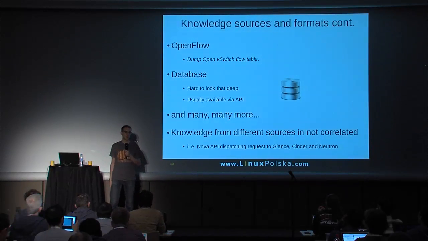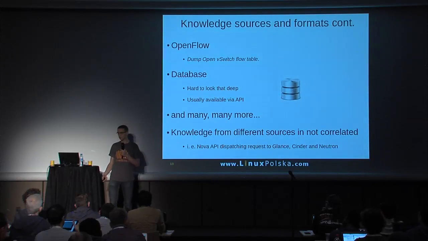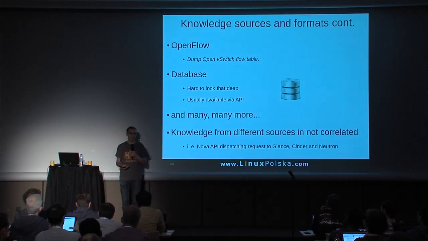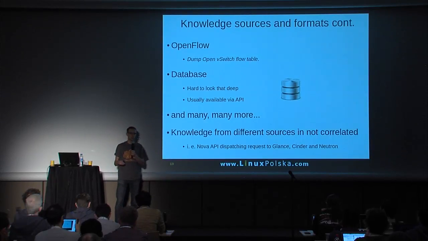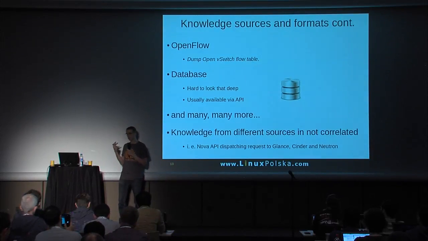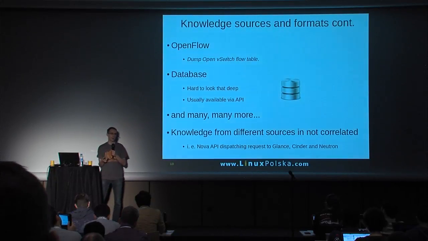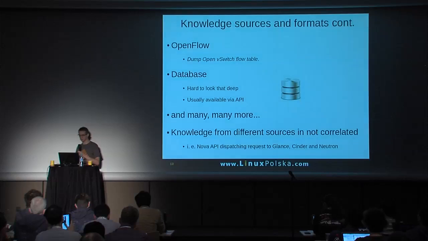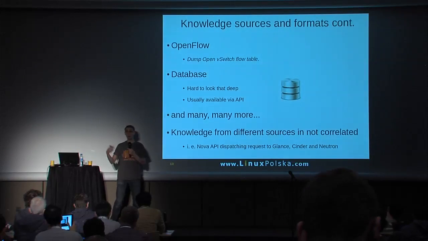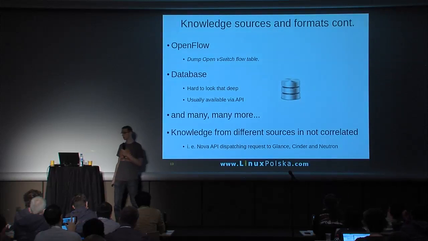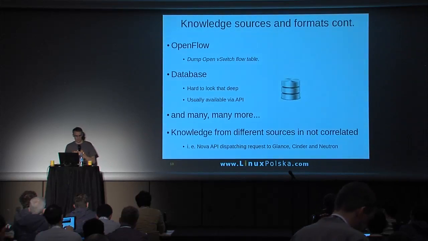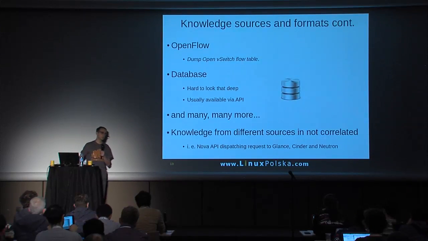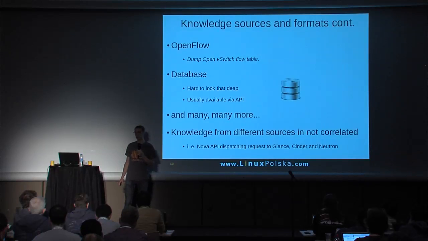And as you probably know, the databases are designed to store the knowledge, but we usually don't look that deep. Of course you can, for instance, with a script. But most of the knowledge available in the database is accessible via APIs. So this is a better way to get this. And there are many, many more. I will stop on this point because I just wanted to give you a brief introduction into where the knowledge is. And what is crucial is that the knowledge coming from different sources is not correlated.